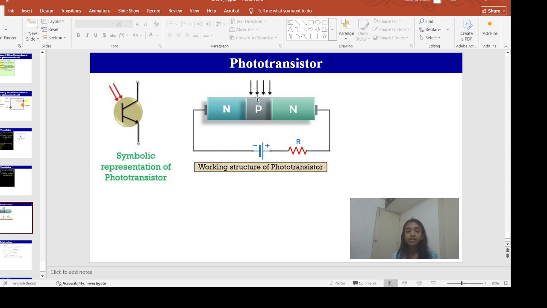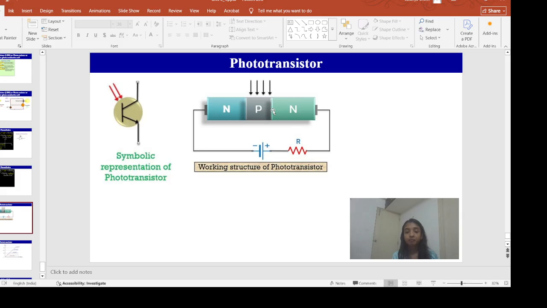So when no light is allowed to be incident at the base region of the transistor, then due to the temperature variation, some movement of minority charge carriers across the junction will generate a very small amount of current through the transistor, which is called the reverse saturation current. Basically, we are terming this current as a dark current.